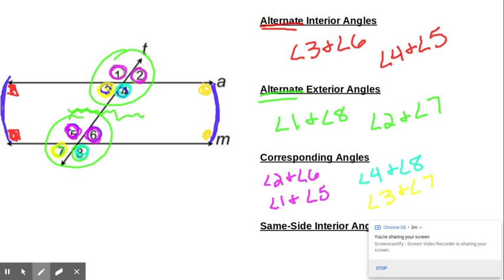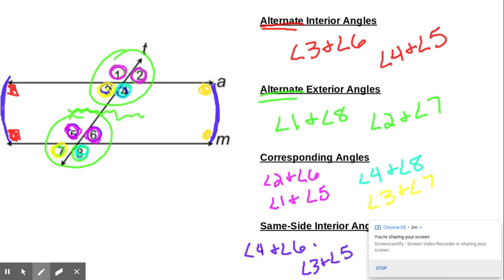The last one are called same side interior angles. Again, same side interior tells you you're looking for angles that are inside the car and on the same side of the transversal. So with same side interior angles, 4 is inside the car and it's on the same side with 6, so it's got to be angle 4 and angle 6. And then the other side would be angle 3 and angle 5.